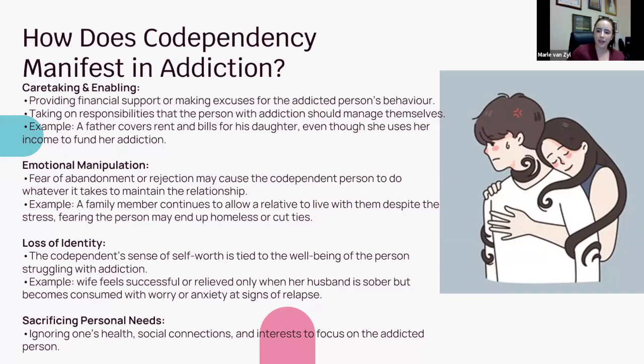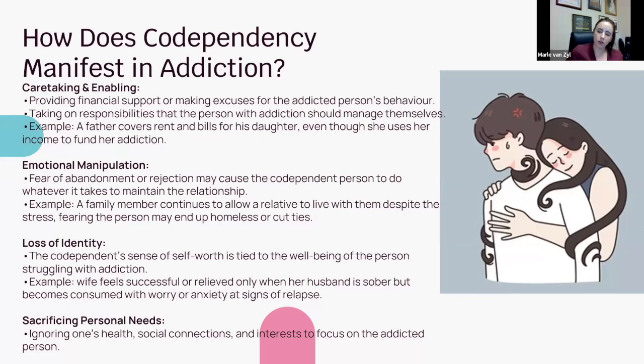Okay, so how does codependency manifest in addiction? Let's start with caretaking and enabling. So examples would be providing financial support or making excuses for the addicted person's behavior. It's taking on responsibility that that person with addiction should manage themselves. So an example of this can be a father covers rent and bills for his daughter, even though she uses her income to fund her addiction.